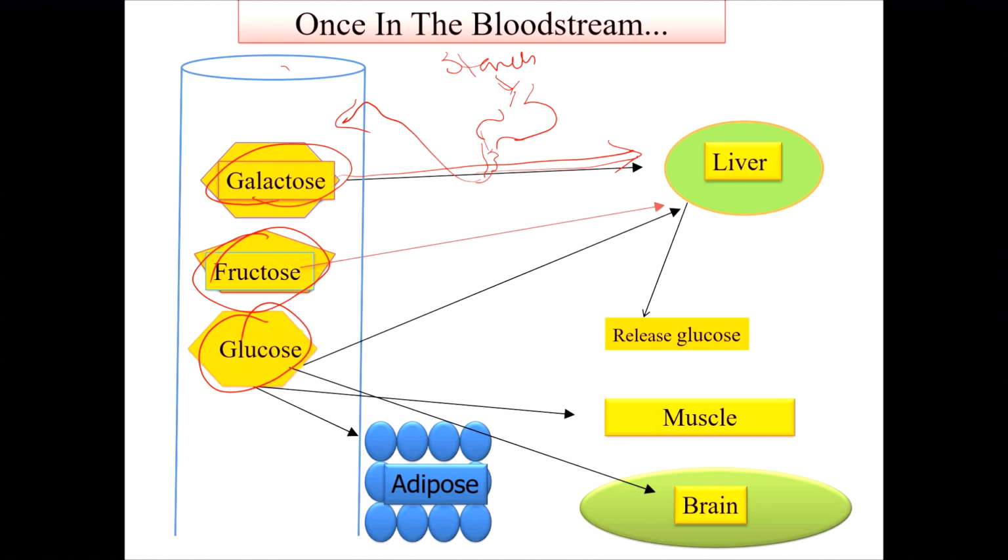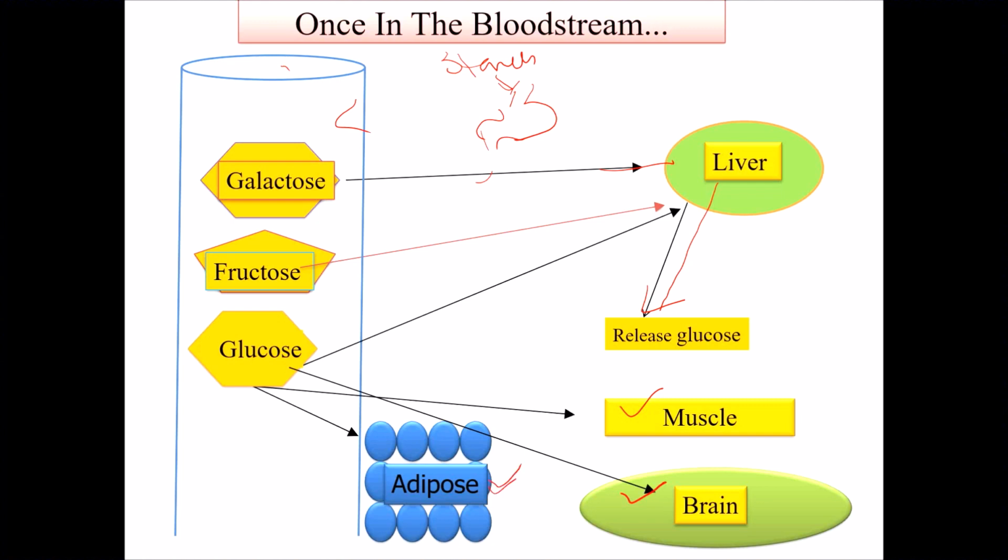From the blood circulation they go to our organs. First the liver. You can see that the liver takes all these three, but releases them in the form of glucose. Then it goes to the muscle and is utilized there. It goes to the brain and is utilized there. It goes to the adipose tissue and is utilized there.